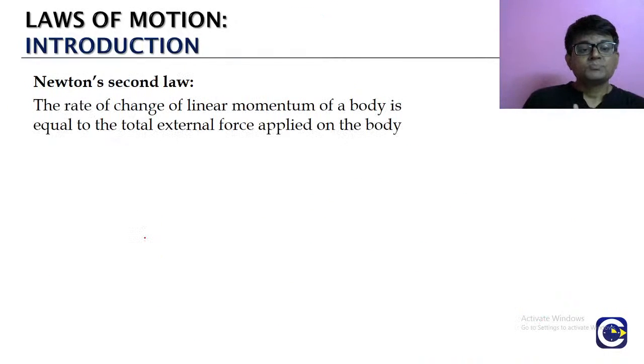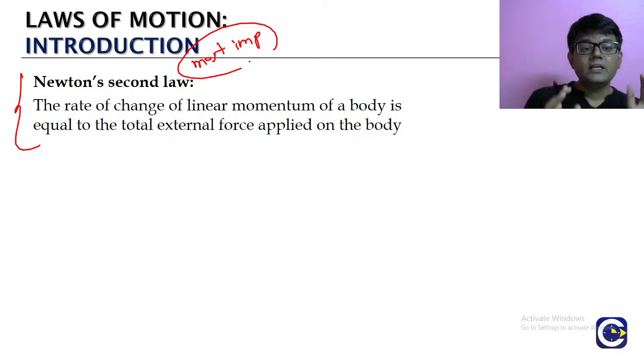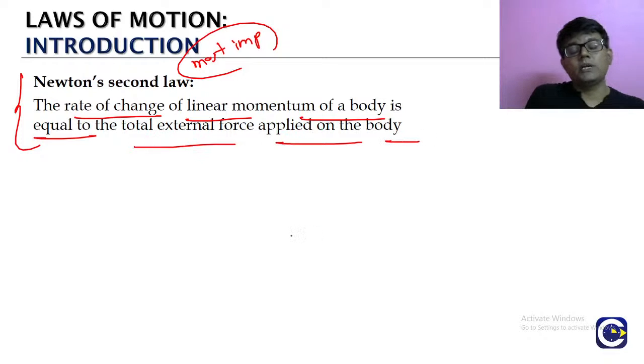So we'll move on to Newton's second law, because why are we learning about the momentum? Because we said the momentum is going to be useful in understanding Newton's second law. Newton's second law is the most important. Why? Because if you have to put it very bluntly, the entire chapter of laws of motion is going to surround this law. Just on this one formula only, we are going to discuss the entire chapter. So what is this? The rate of change of linear momentum of a body is equal to the external force applied on the body.